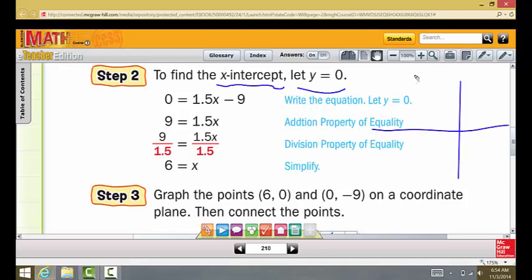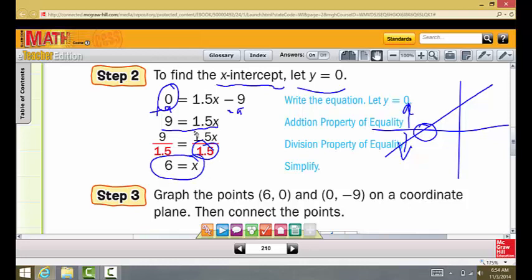When we find the x-intercept, the y value, the up or the down value, would be 0. So we can take our equation, which was y equals 1.5x minus 9, put 0 in for y. Then we could add 9 to both sides of the equation. I don't like the fact they don't show this here. And we end up with 9 equals 1.5x. At that point, of course, we divide both sides by 1.5, and we get x equals 6.